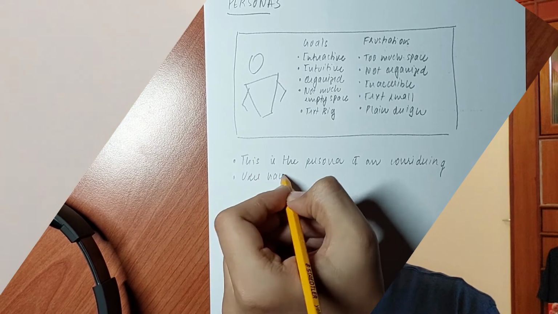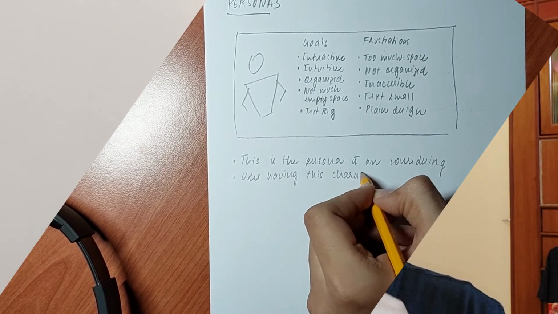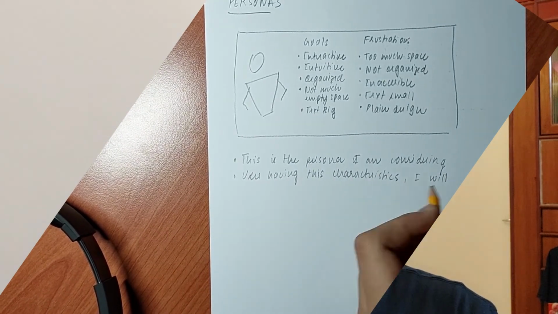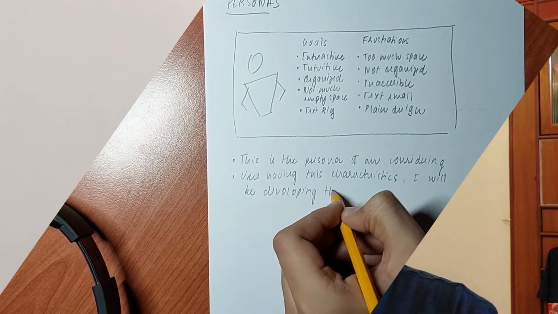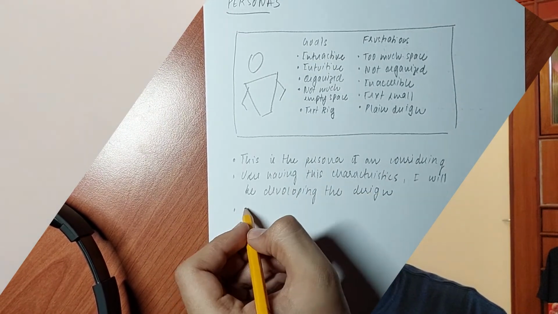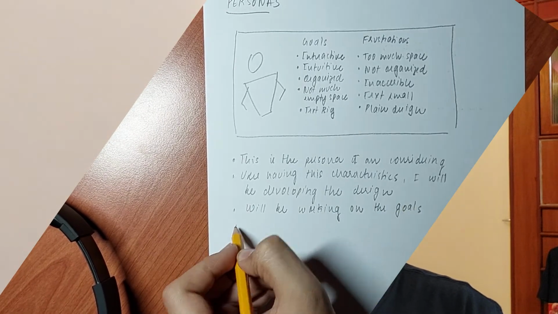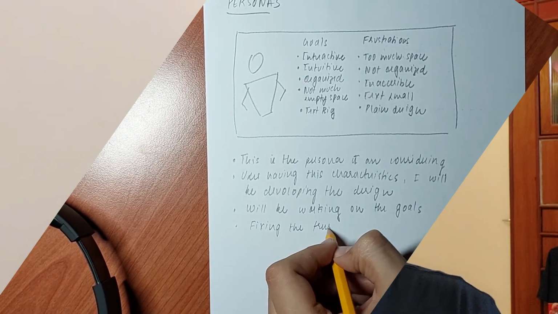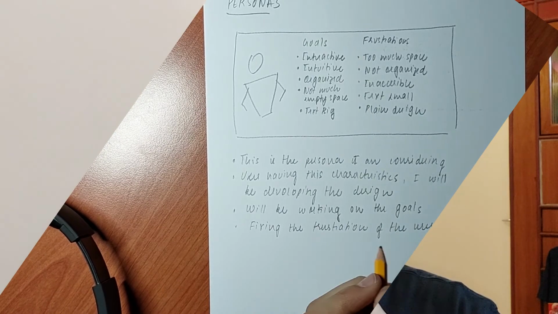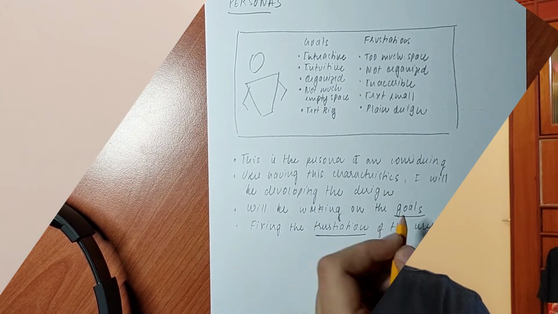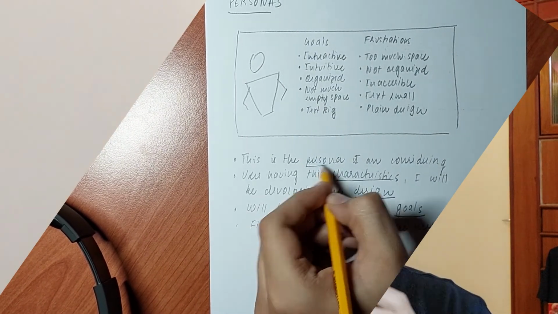And number two, these are the characteristics that the user will have while interacting with the product. And this is what I'll be using in developing the design phase, as I told you. Number three is I'll be working on the goals more importantly, and I'll also be fixing the frustrations of the users. So these are the four things which I found out through the persona phase. Let's move to the next phase and get some more valuable information.